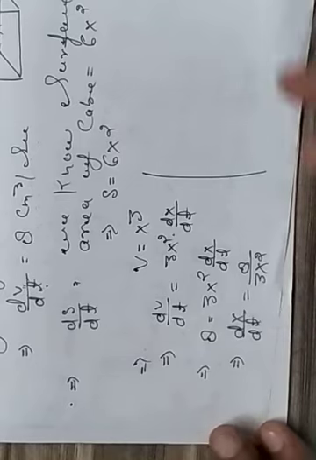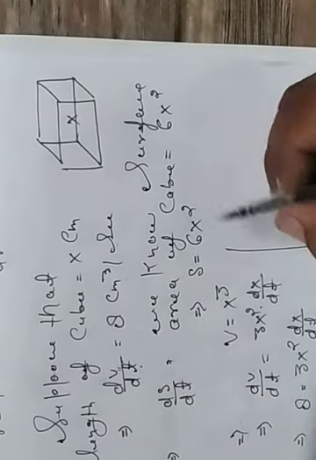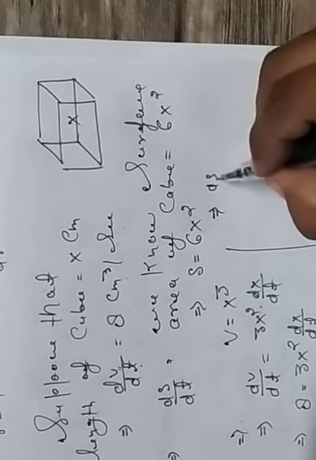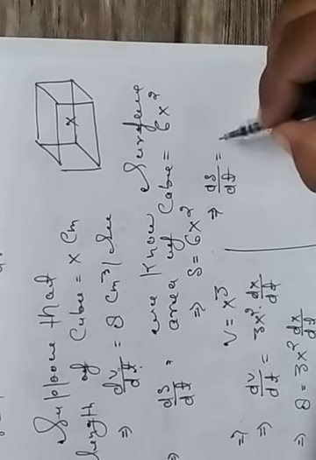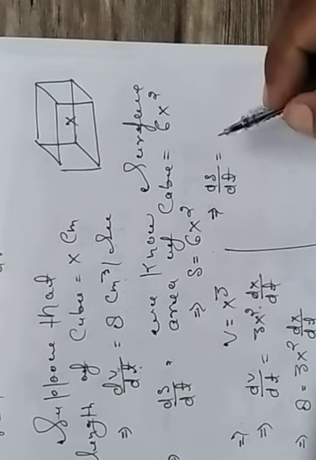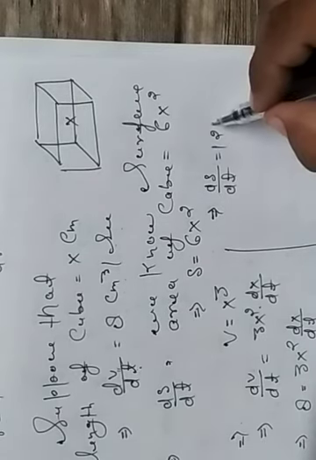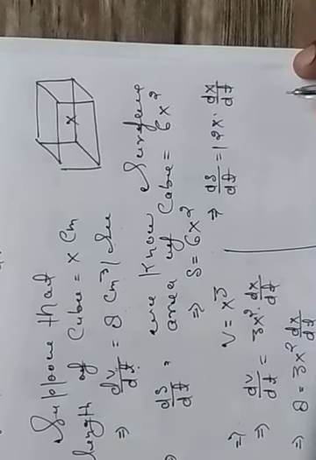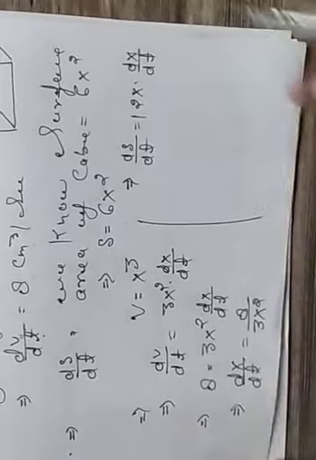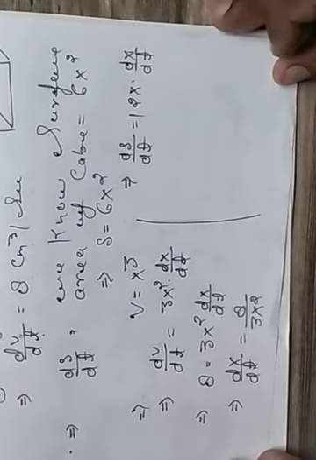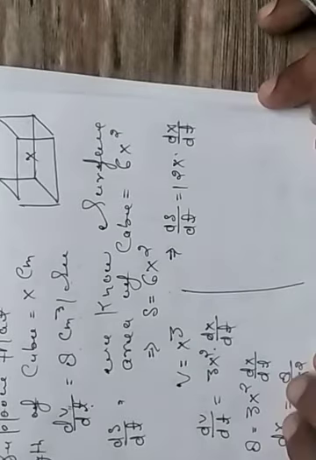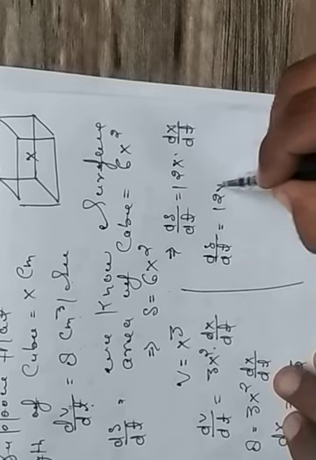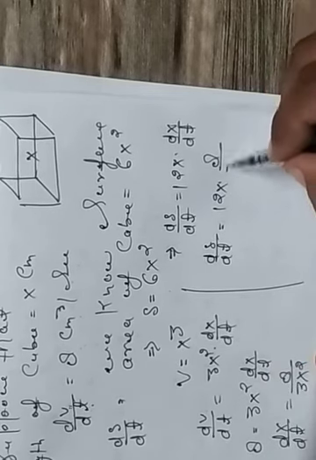Now see students, we know the value of dx upon dt. Now again differentiate the surface area with respect to time. Then it becomes dS upon dt is equal to 12x into dx upon dt. And now we know the value of dx upon dt, which is 8 upon 3x square. So in place of dx upon dt, write dS upon dt is equal to 12x into 8 upon 3x square.